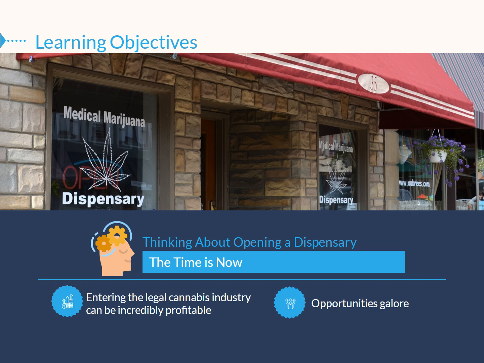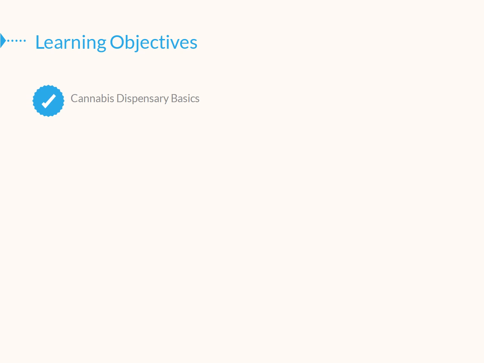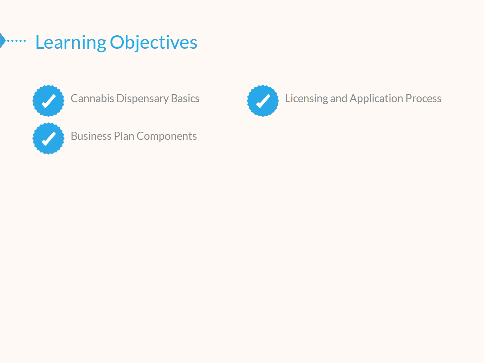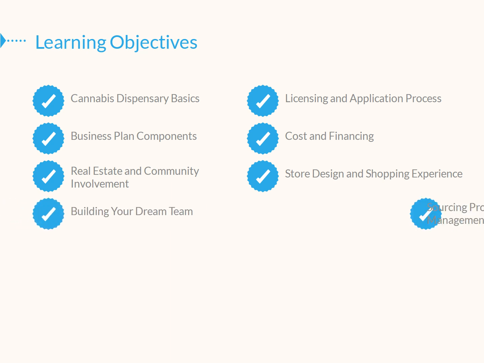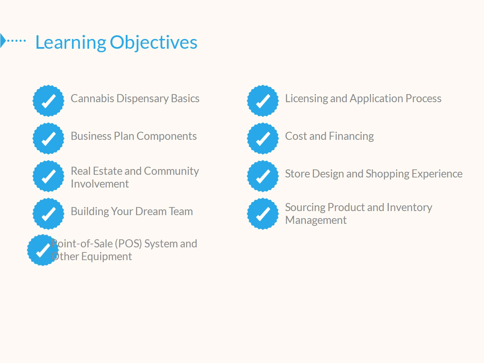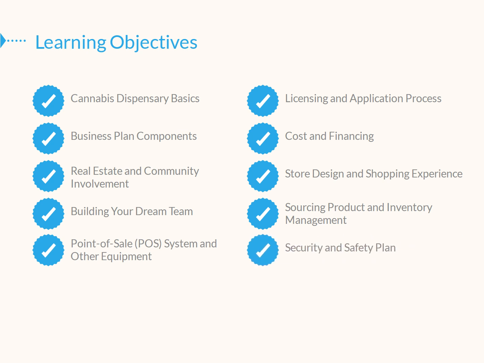Learning objectives: cannabis dispensary basics, licensing and application process, business plan components, cost and financing, real estate and community involvement, store design and shopping experience, building your dream team, sourcing product and inventory management, point of sale or POS system and other equipment, security and safety plan.